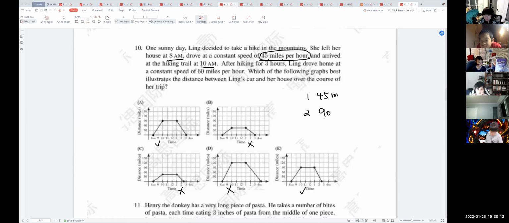Correct, everybody? 好，我们在做这道题目的时候，首先排除法，B、C、D 都肯定不对。我们不用去看 B、C、D，直接看 A 和 E，对不对？好，我们再来看，他说 hiking for 3 hours, okay? Then drove back home at a constant speed of 60 miles. 所以10点钟到1点钟，他是1点钟开始回家的，对不对？好了，在这个事情上 A 和 E 都对。那我们看看 Lynn drove home at a constant speed of 60 miles per hour.